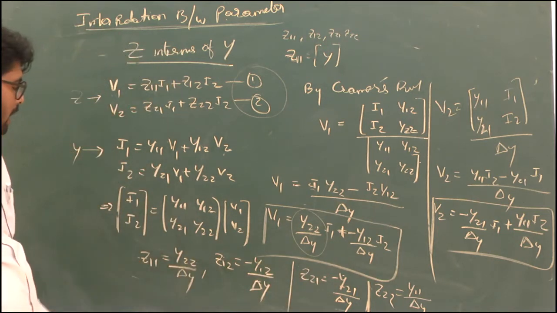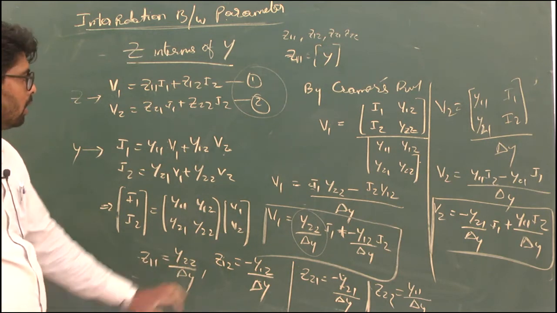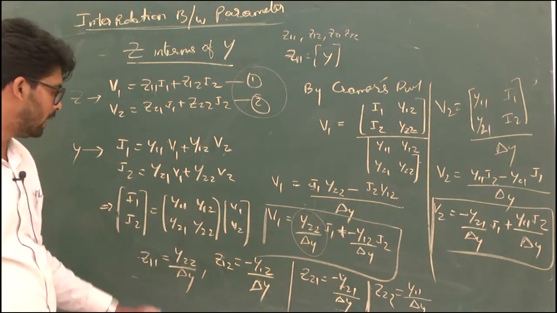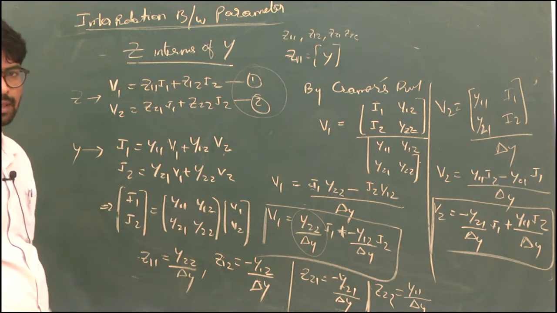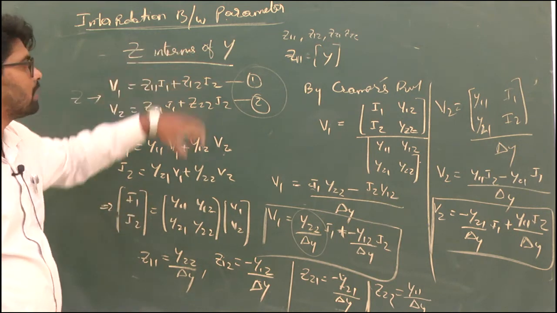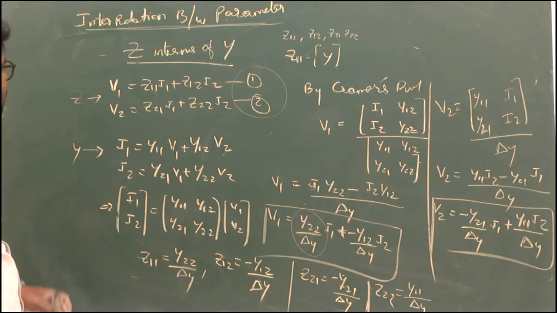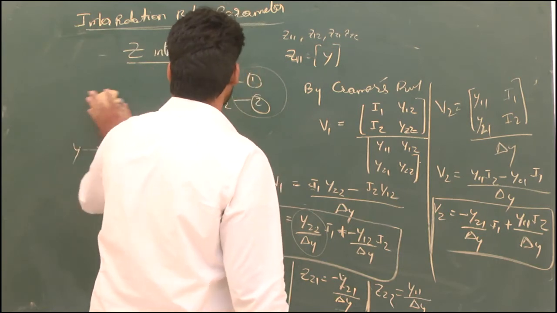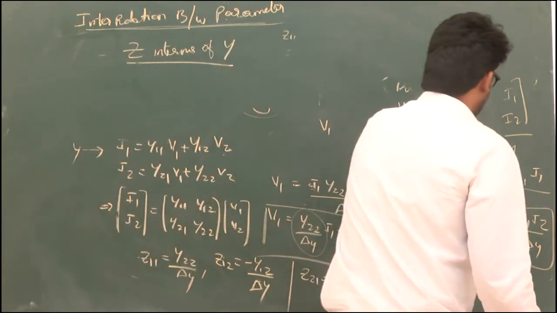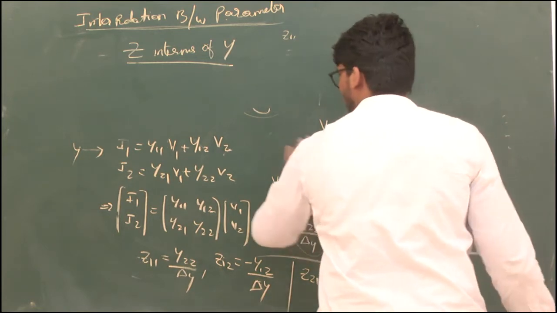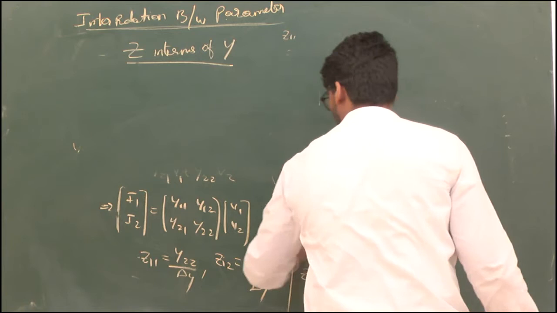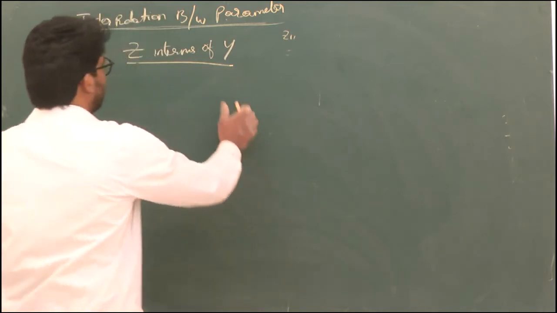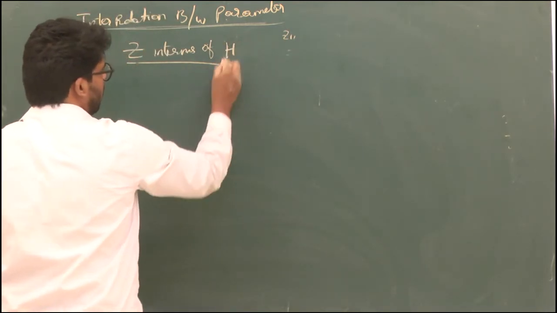So for any pi circuit, if we find y parameters, then by using these equations we can find z parameters. That is the usage of interrelations of parameters. Now we'll derive z parameters in terms of h parameters.